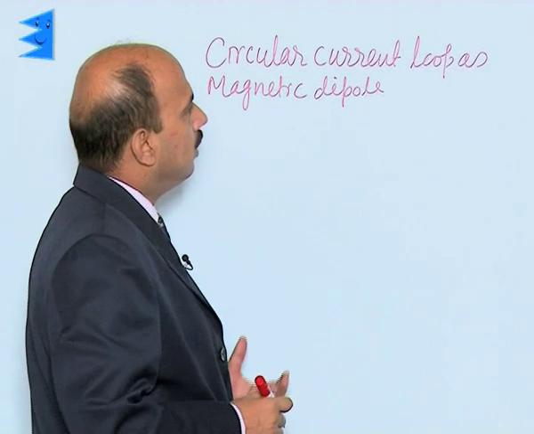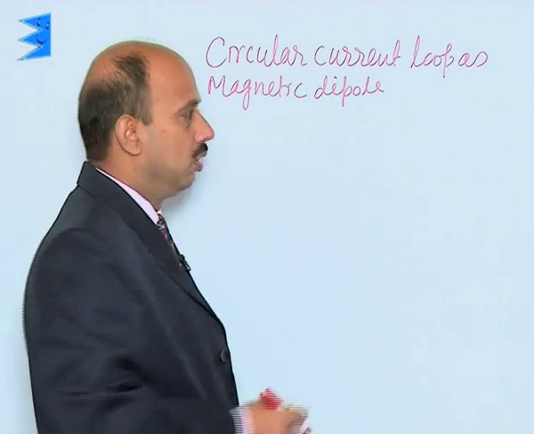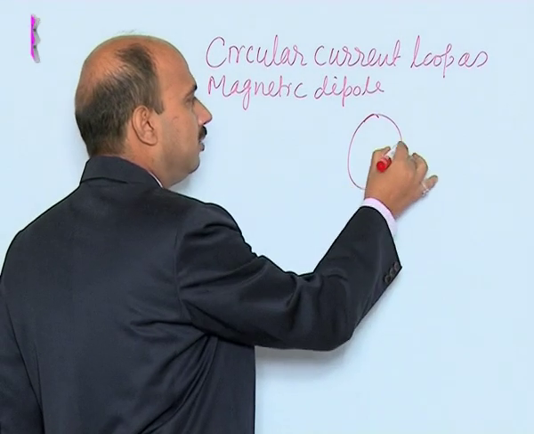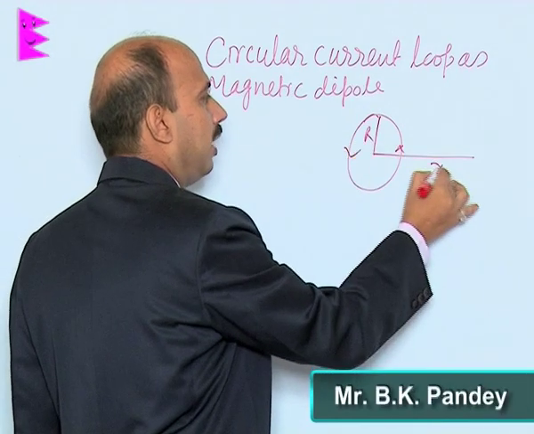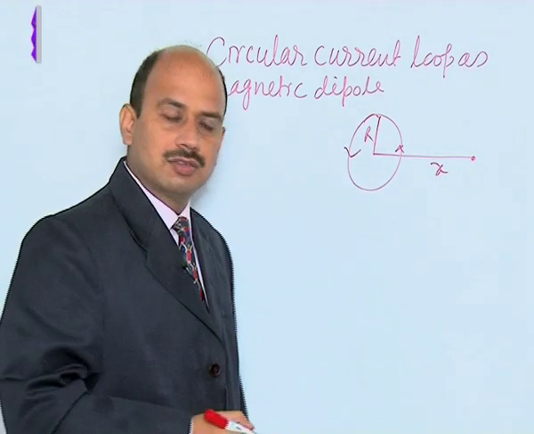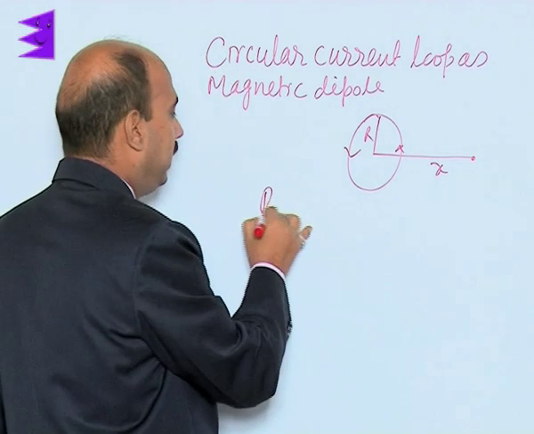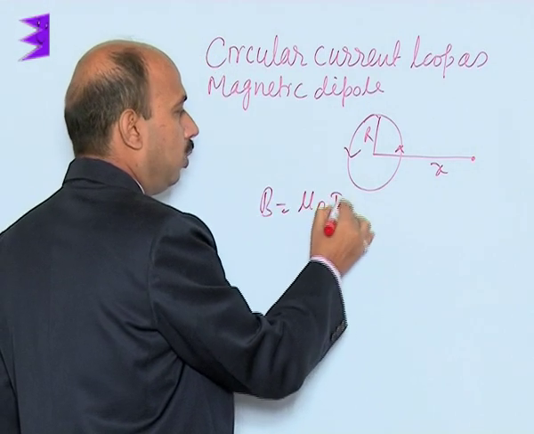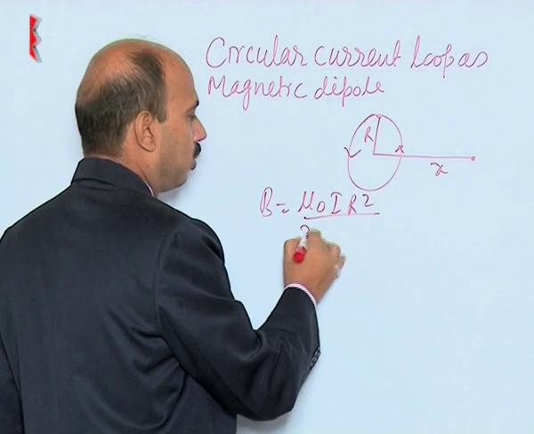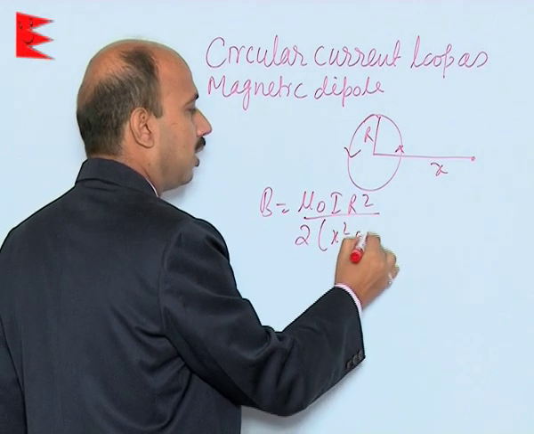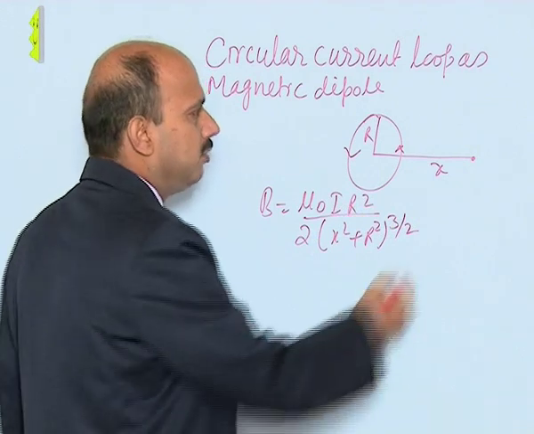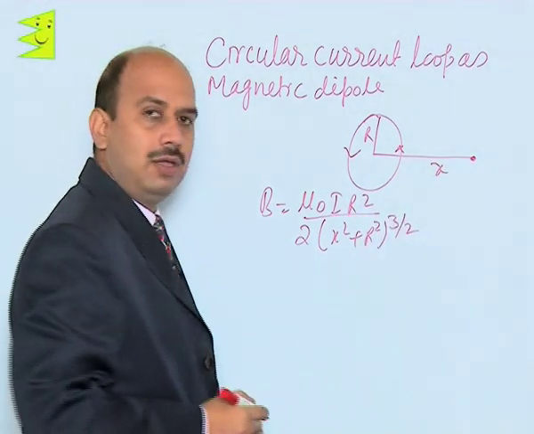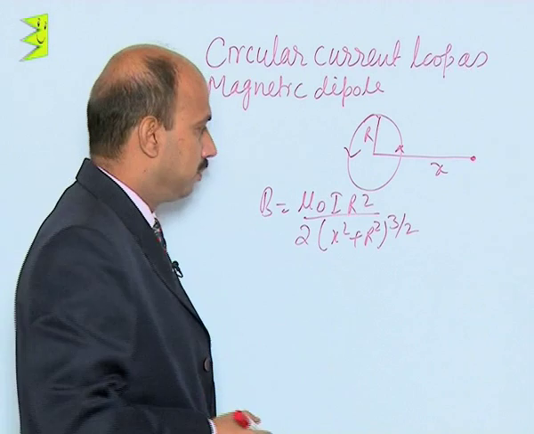So now we see a circular current loop as a magnetic dipole. We have already done this: if there is a current carrying loop of radius r, at a distance x at any point on its axis, the magnetic field B is given by mu naught I r square upon twice of (x square plus r square) raised to power 3 by 2. This is the magnetic field at this point. We have already calculated it using the Biot-Savart law.